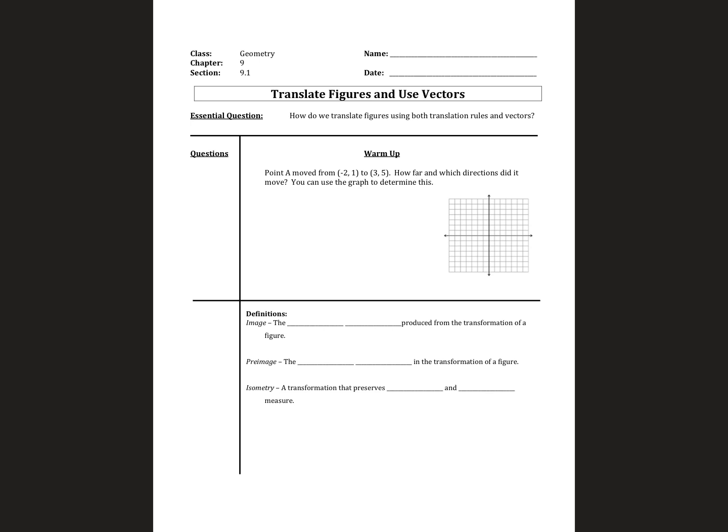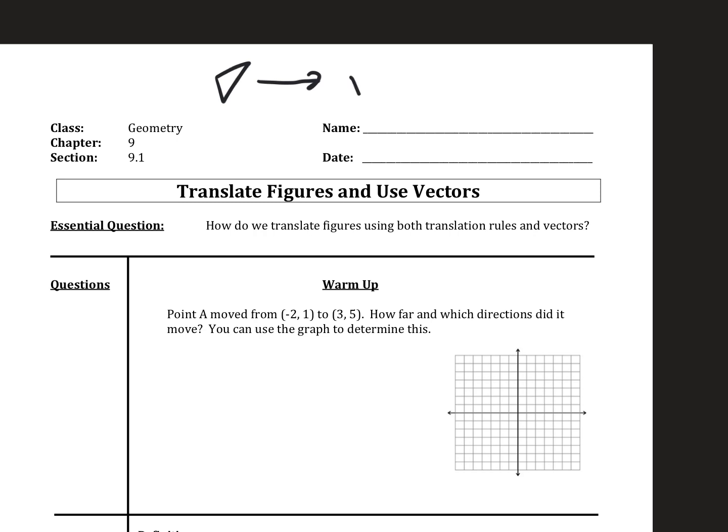Translations are basically like, if we have this triangle here, it's basically moving it a certain direction, but it's going to look the same. It's kind of a bad drawing, but it's going to be basically in the same position. You're just shifting it left, right, up, down, that kind of thing.